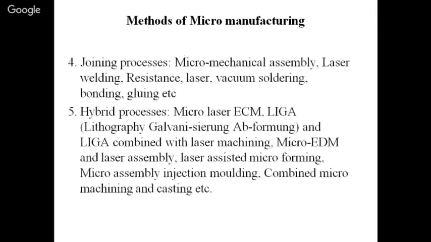Anyhow, methods of micro manufacturing. Another important thing is joining processes. Micro mechanical assembly is another important thing. Laser welding process, resistance welding, laser, vacuum welding process, bonding and gluing. Nowadays we are using a lot of gluing processes, so that we can also join, basically if you want to manufacture stereo lithium batteries.